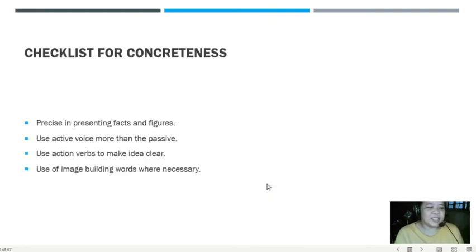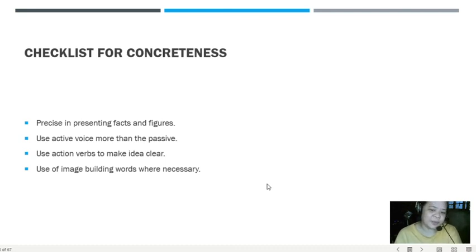Okay, so the checklist for concreteness. Be precise in presenting facts and figures. You have to be precise when you present your facts and figures. Make sure that it's really fact. Make sure that your reference is correct. Make sure that you know where you got your data from. Especially in debate, it's very important that you know your facts because opinions don't matter in debates, only facts. Okay, next.